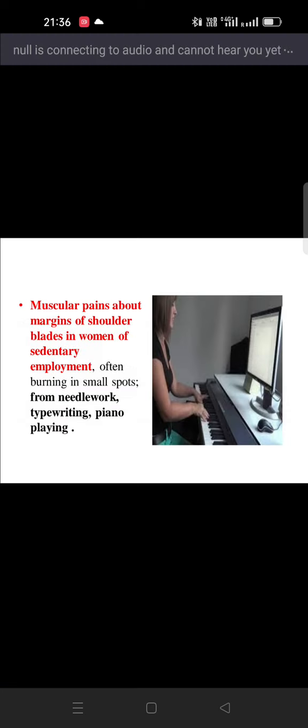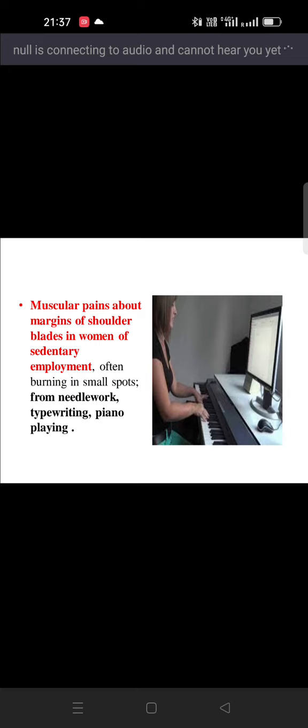Another symptom, muscular pain about the margins of the shoulder blade in women and sedentary employments. Means a patient is having pain, especially those who are having a sedentary employment. Sedentary employment का मतलब क्या होता है? Office worker generally. And if they are working in the office and they are having pain over the shoulder blade, then we can think of Ranunculus bulbosus. And often burning in a small spot. Means we will find a localized area in a spot where there is a burning.